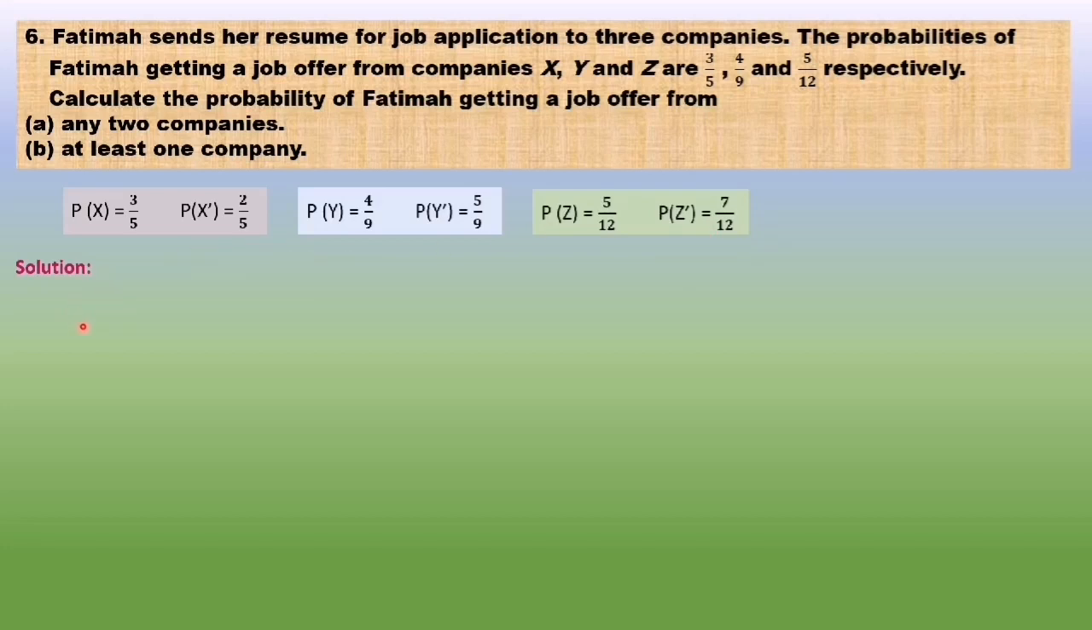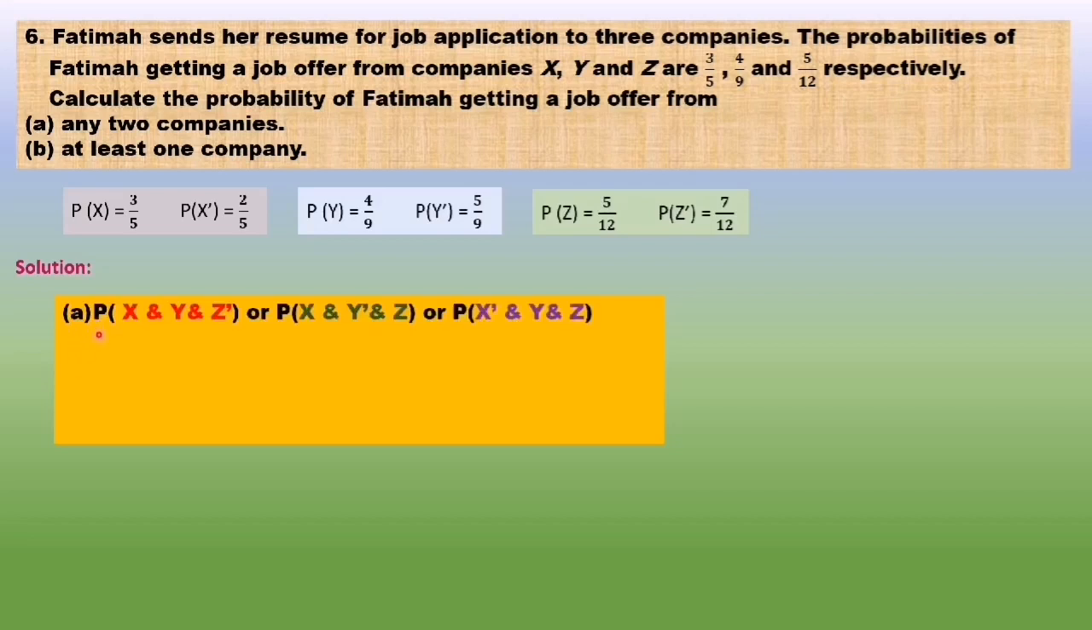So now we try to find the probability of getting a job offer from any 2 companies. So we have probability getting job offer from company S and Y, but not from company Z, or probability getting job offer from company S and Z, but not from company Y, or getting job offer from company Y and Z, but not from company S. So as you know in probability, the keyword AND we use multiply, or we use plus.